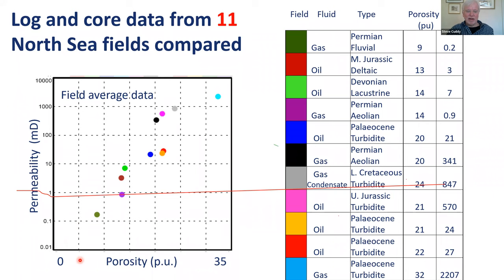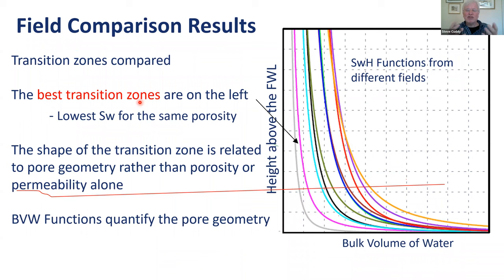Higher porosities, the average porosity corresponds to an average higher permeability. So, what do we see by comparing these very different fields? Let's compare these transition zones. Remember, the transition zone goes from the free water level all the way up to the top of your reservoir. There is no top otherwise.